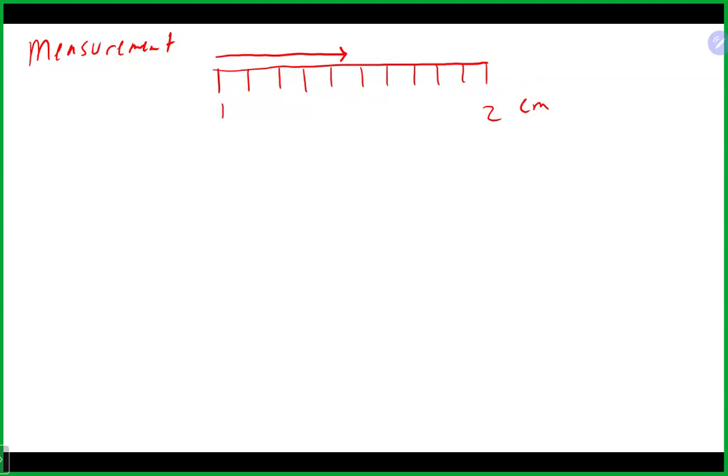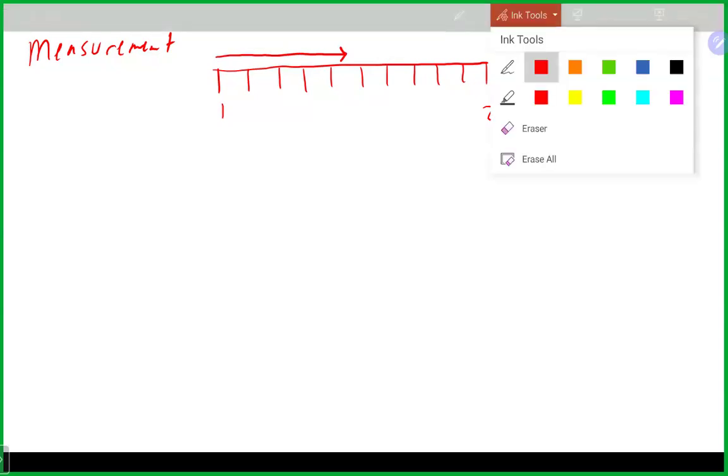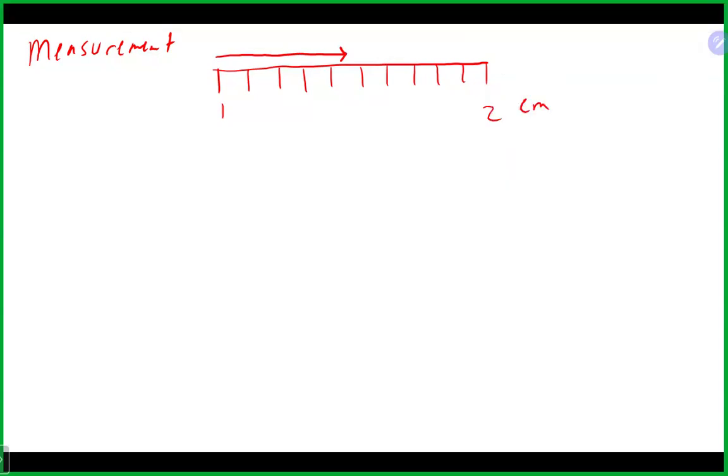Remember, there are two types of markings that you typically see on an instrument that you're using to measure. There are usually markings that have numbers associated with them, and these are sometimes referred to as our large markings. In this particular example, we have 1 and 2. The difference between them is 1 centimeter.